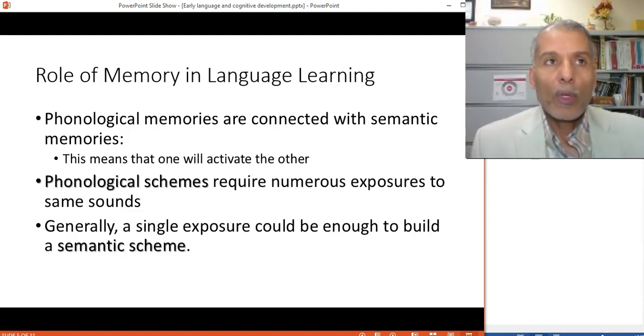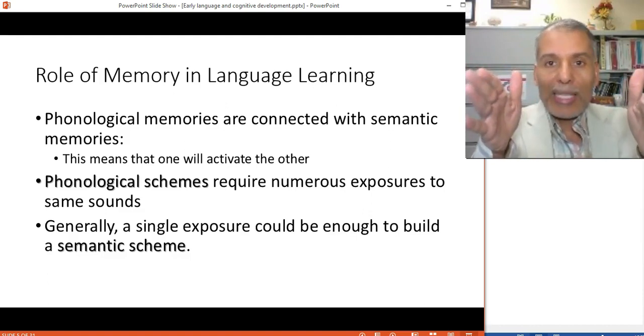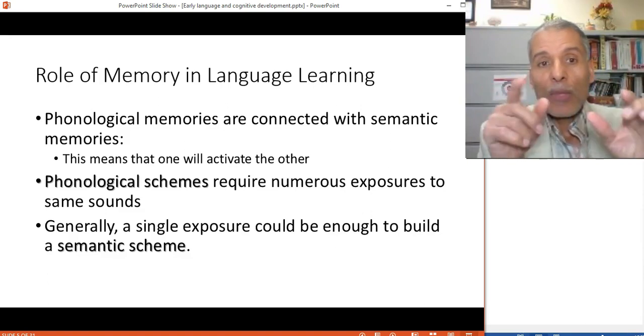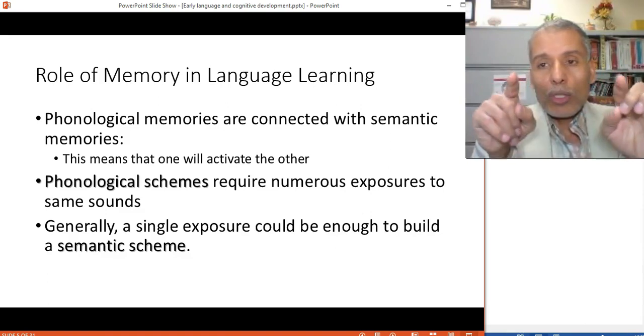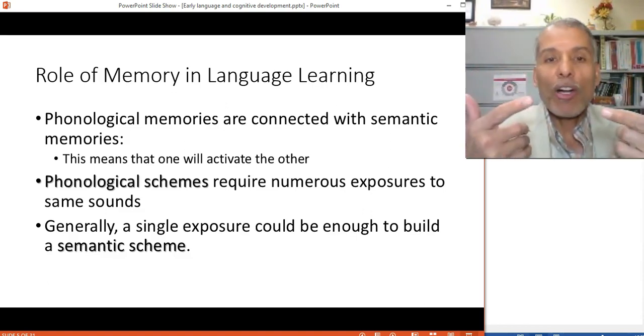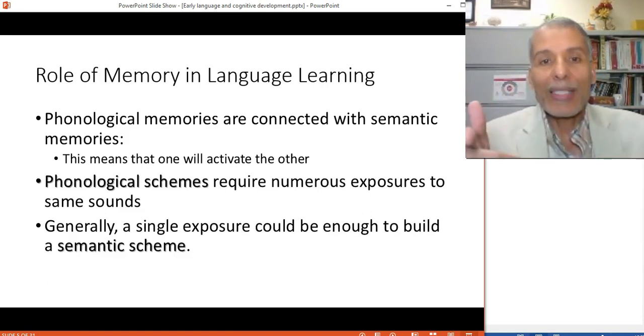Phonological memories, what you hear and remember through your phonological system, are connected with semantic memories. Semantics has to do with the meaning of the word, or the meaning within a sentence. The boundaries of semantics is within a sentence. So each word has a meaning, that's semantics. And when you put all the words in one sentence, they have a meaning that is greater than the meaning of the individual words combined in the sentence.